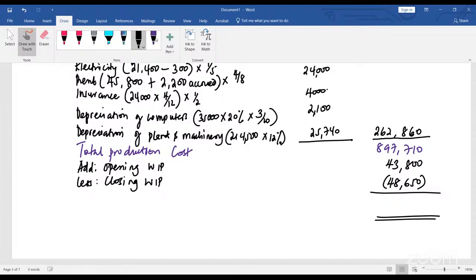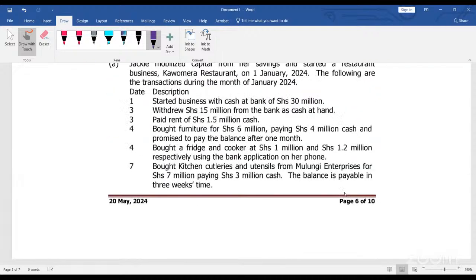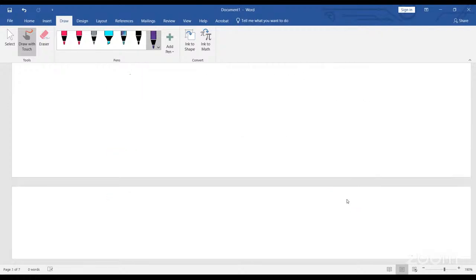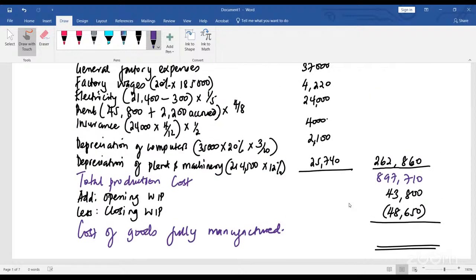So now we are going to get the cost of goods for a manufacturer. The cost of goods for the manufacturer is the cost of those goods that are complete and now available for sale. How much do we have there? Flavia, Gertrude, Christine, how much do we have as the cost of goods for the manufacturer?